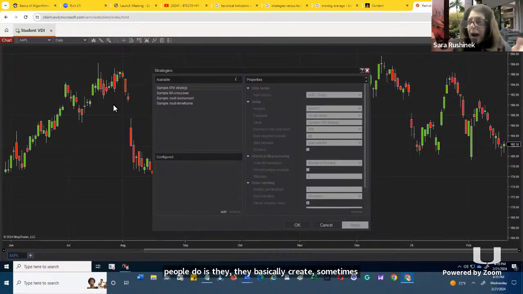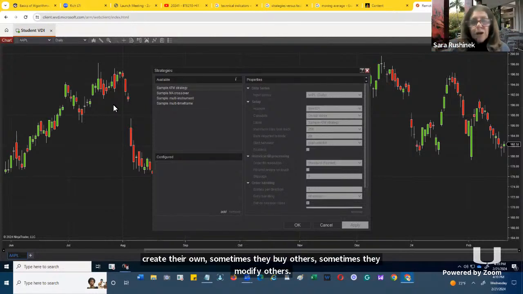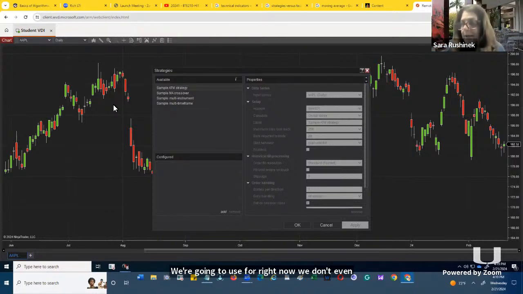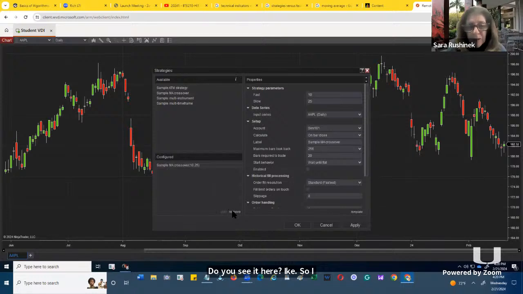For right now, we don't even know how to use it, let alone create it. But we need to know how to use it. We're going to use a sample MA crossover. Do you see it here, Ike? So I can double click and put it in, or I could have just added it. So if I double click my SMA, let me just make another note here.